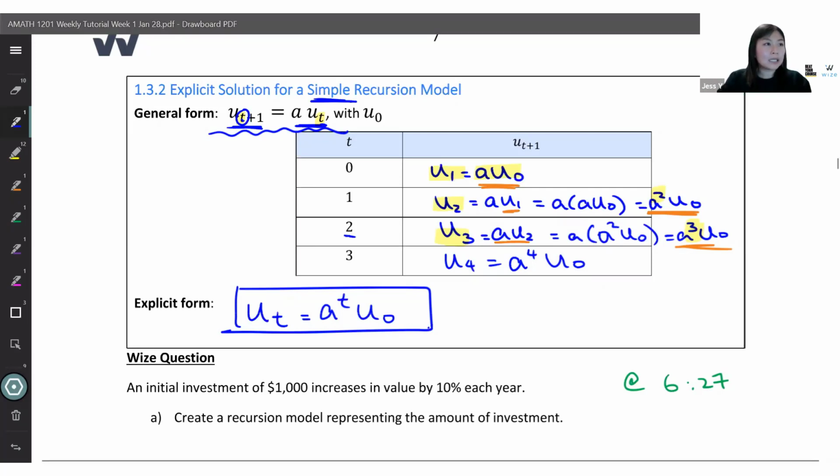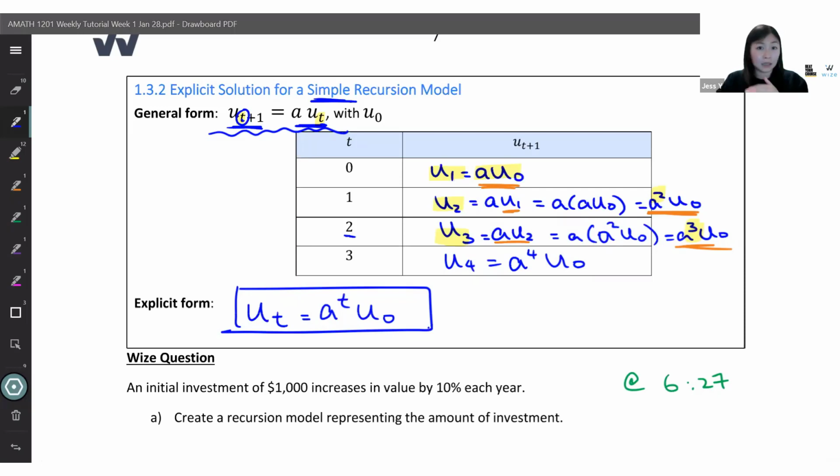Good question. Is a the same thing as lambda? Yes, they could use the letter lambda. They can use the letter k. I've seen the letter c, but looking at your notes this year, I think the majority is either lambda or a. So whatever letter that is, that's the same thing. It's your growth rate, decay rate, whatever that is.